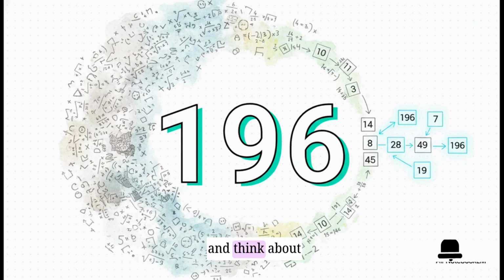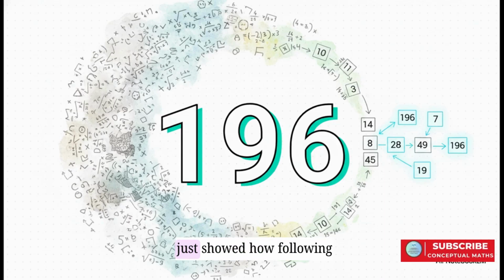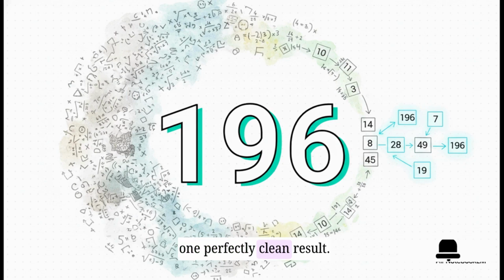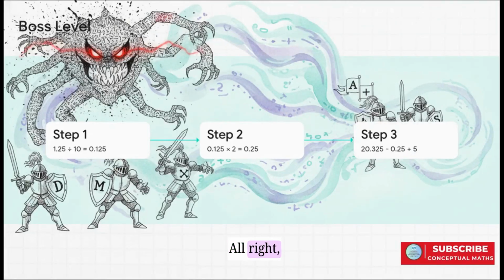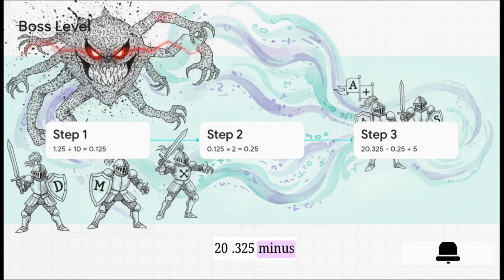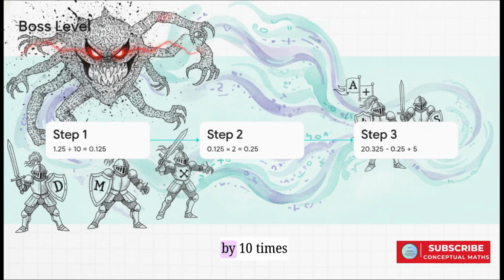Just pause for a second and think about what you achieved here. You literally just showed how following a few simple rules turns a huge, intimidating mess of numbers into one perfectly clean result. All right, are you ready for the boss level? Let's tackle the longest equation yet. 20.325 minus 1.25 divided by 10 times 2 plus 5.